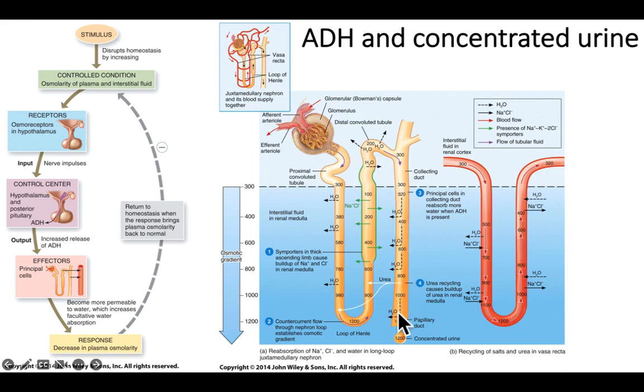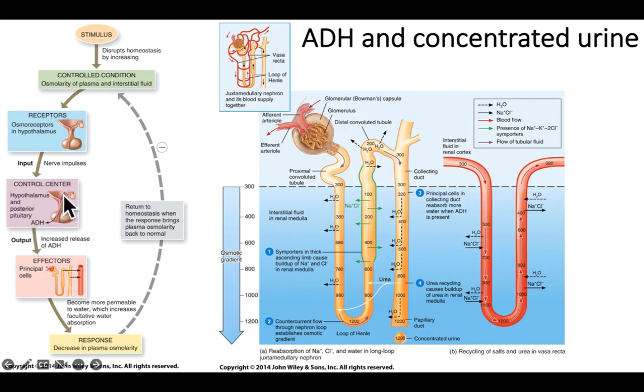Notice that the collecting duct is allowing water to come out of it. That's because you have ADH forming what are called aquaporin channels. Aquaporin means water pores. So when your body is dehydrated, what happens? Well, you detect that in your hypothalamus. Remember, this is your hypothalamus here, and this is the pituitary. Your hypothalamus has osmoreceptors that monitor your osmolarity, basically how hydrated you are.